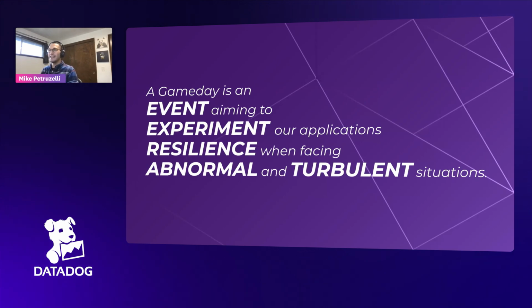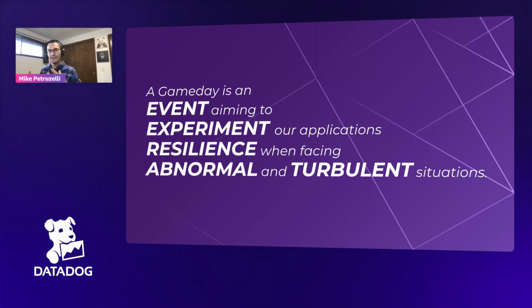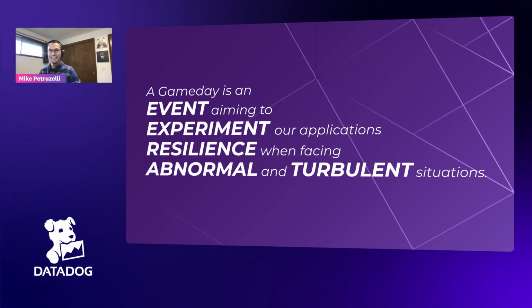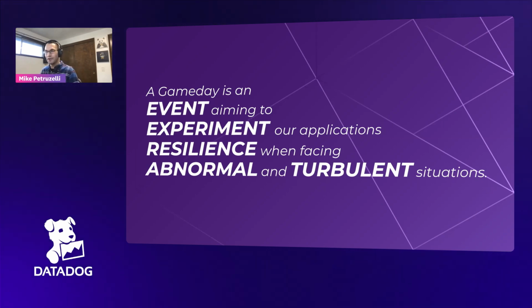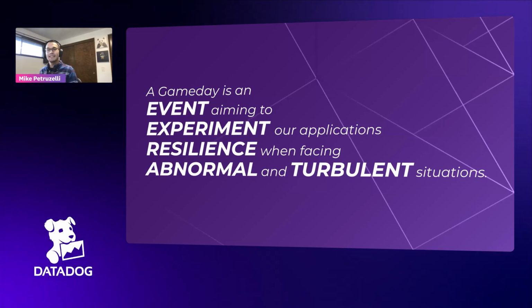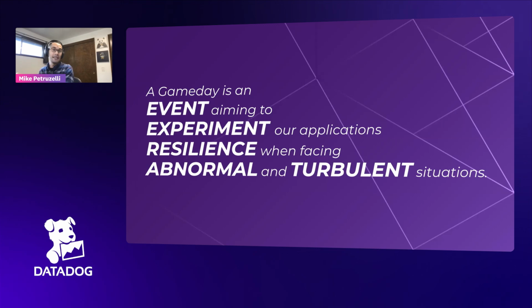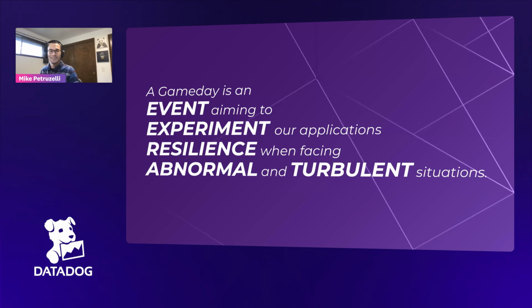So importantly, a game day is an event, and our aim is to experiment on our application's resilience, slightly different than reliability, but resilience when facing abnormal and turbulent situations. So maybe more simply, you break the system on purpose so that you can learn from what happens, and you do it in a very controlled manner where you plan and warn and have objectives beforehand. And ideally, you move this all the way into production, because testing in any other place is still just making an assumption and not validating an experiment. And those are slightly different things. The nuance does change your perspective though.